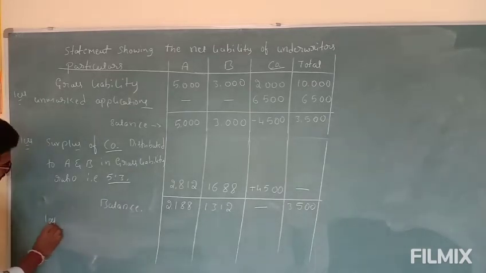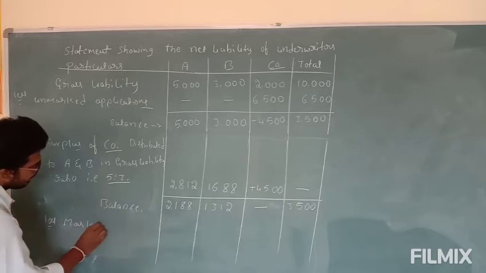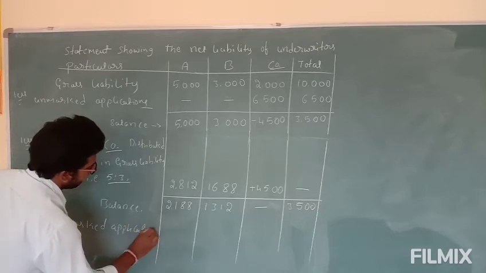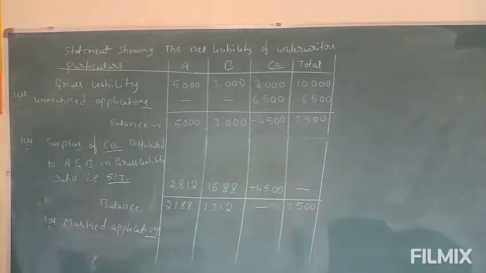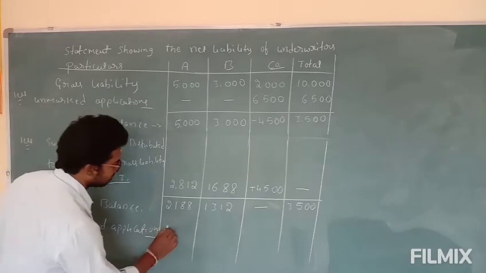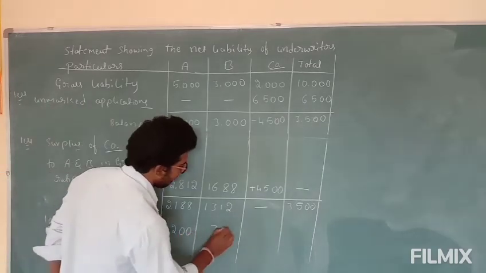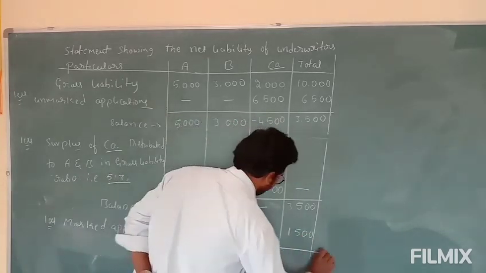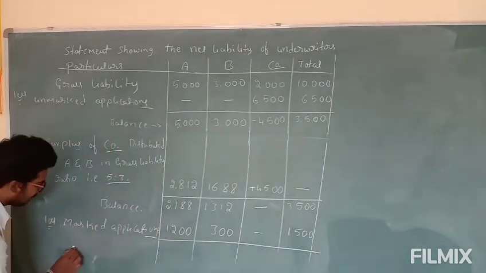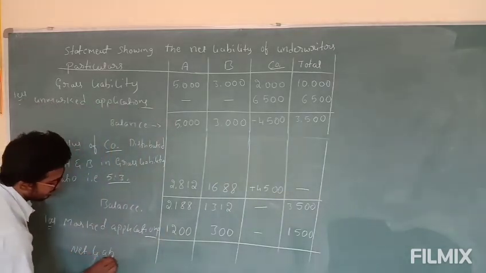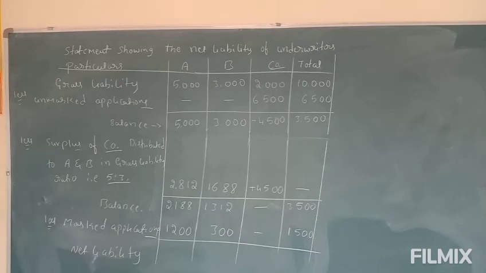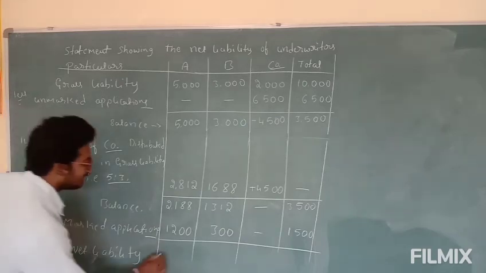Then next, less marked applications. So marked applications, what have they given in the question? Look at the question. A 1200, B 300. Total 1500. So whatever the further balance that you will get, we call it net liability. So 2188 minus 1200, you will get 988.